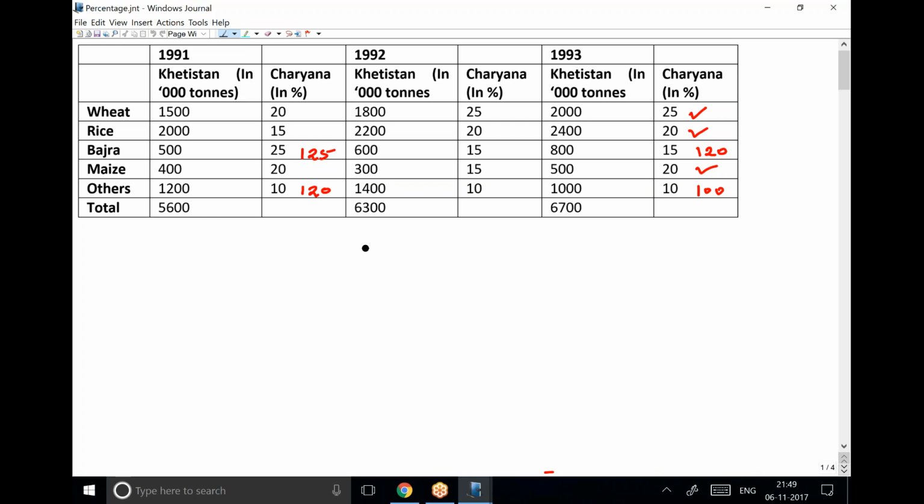So let's discuss the first question. Can you try out the first question? It definitely is a CAT question from 2011. I don't recall exactly, but I think it is the 11th question. So please try out this question.